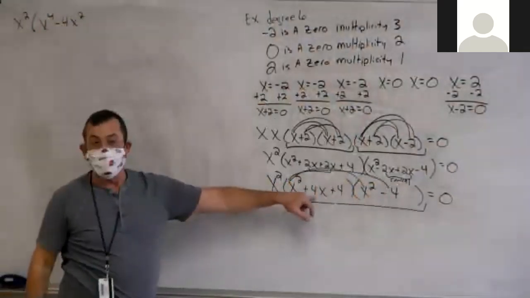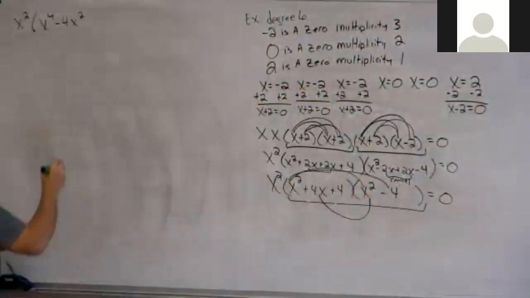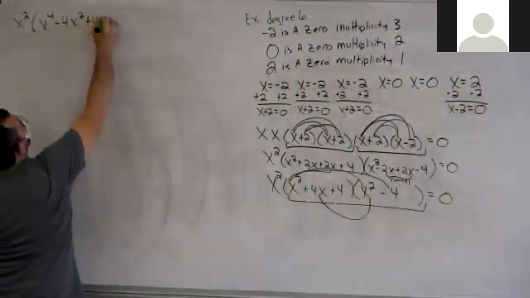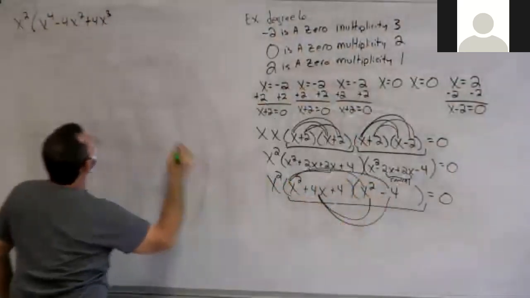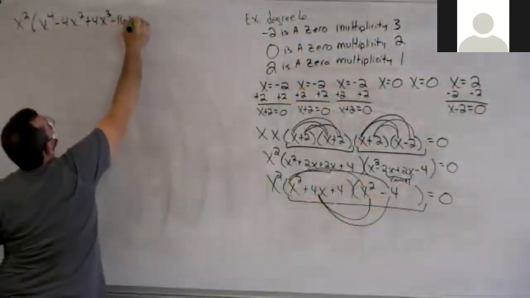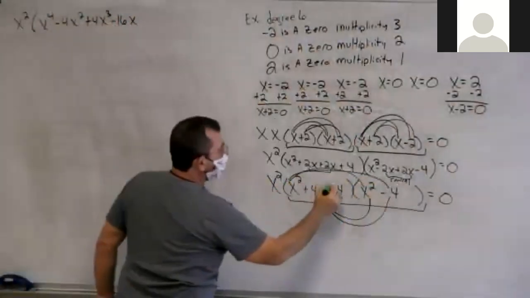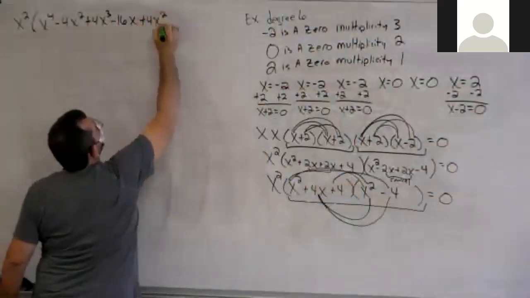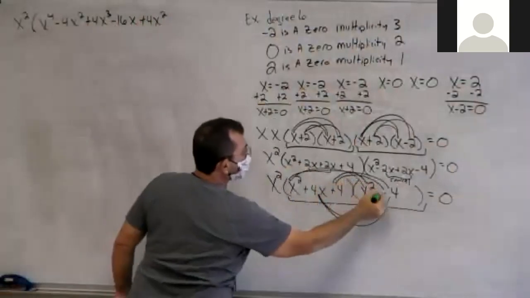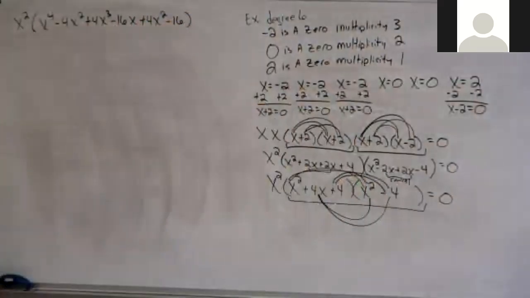Now I'm going to distribute the 4x. 4x times x squared is a 4x to the 3rd. 4x times negative 4 is a negative 16x. Then I do the 4. 4 times x squared is a 4x squared. 4 times negative 4 is a negative 16. So bring down the x squared.